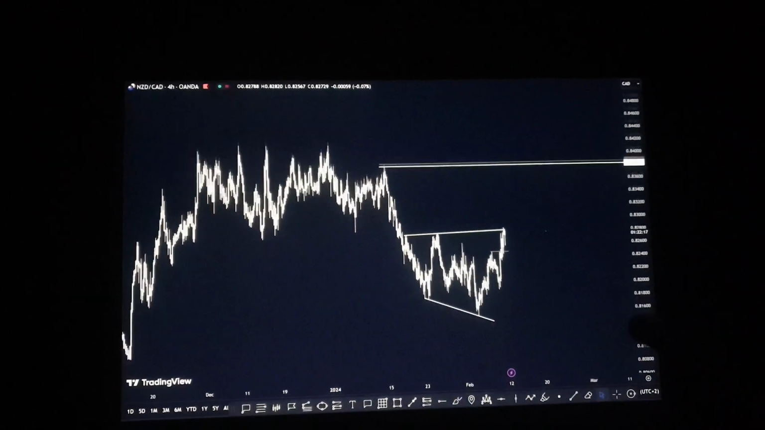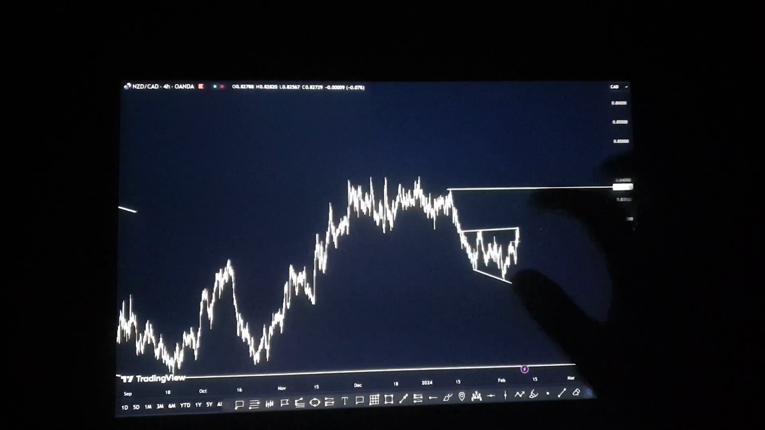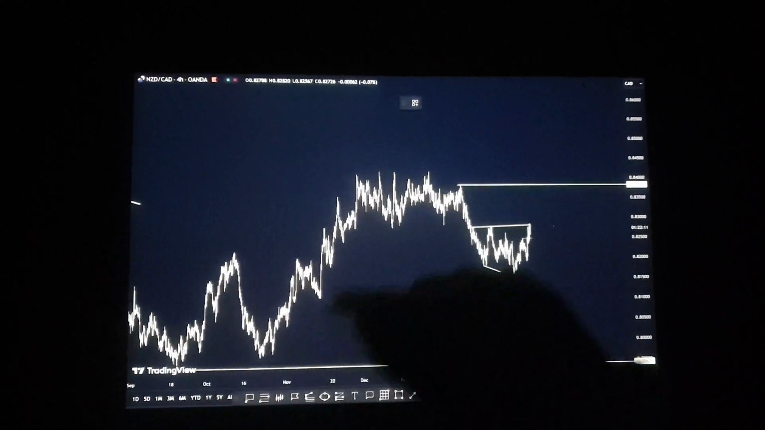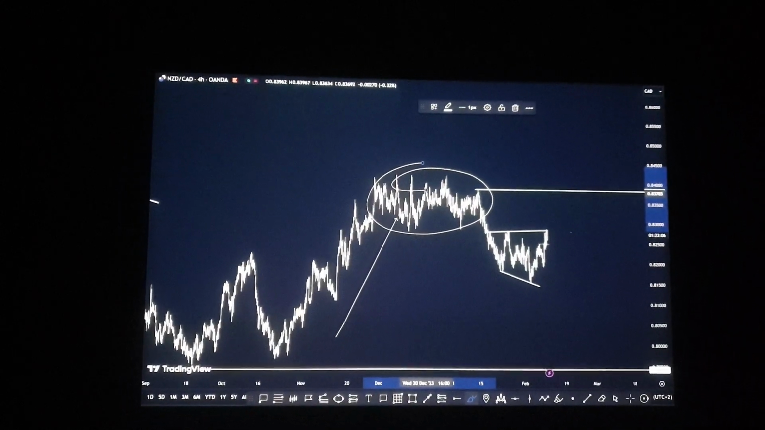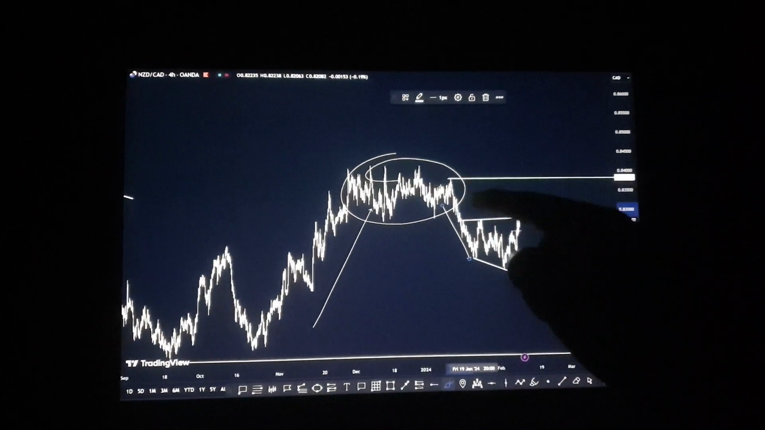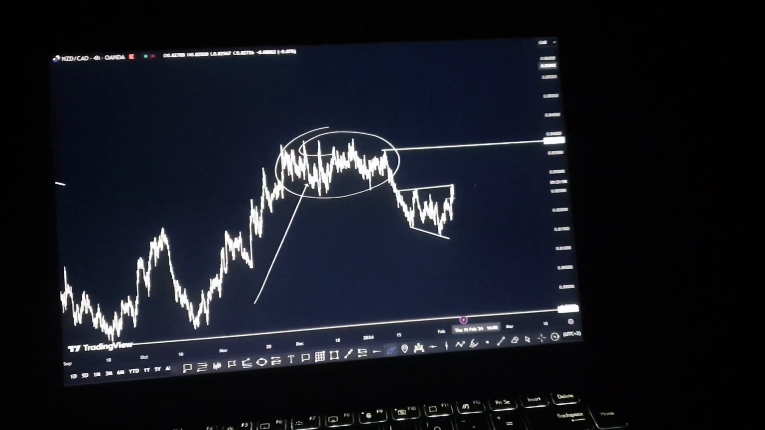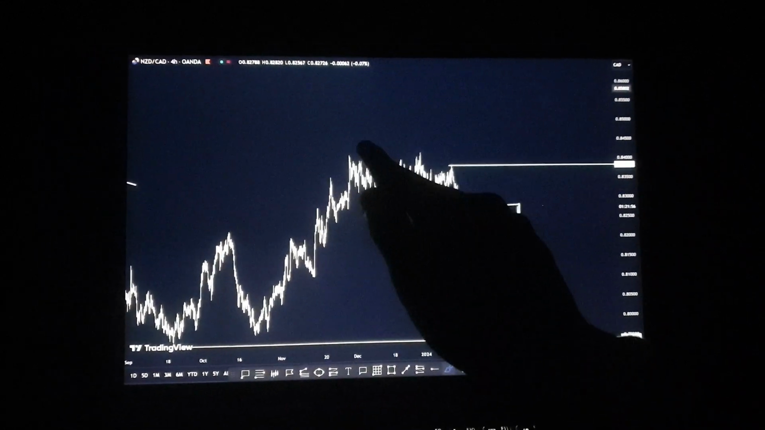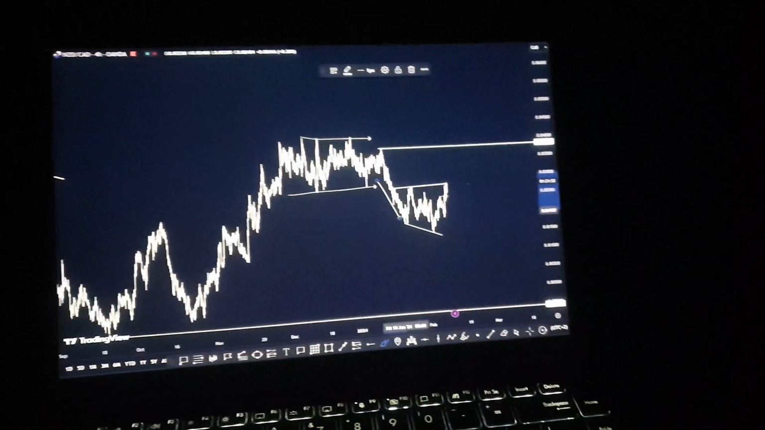NZD CAD. With NZD CAD, we've been bullish, but we had this corrective structure which evidently broke out to the downside. We were looking for more momentum to the upside, but then that did not play out, right? You can see we had this structure right here, but price ended up coming to the downside.